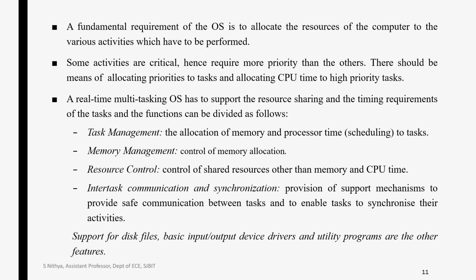Task management is nothing but the allocation of memory and processor time to the tasks. It is nothing but scheduling. Memory management is the controlling of the memory allocations. Resource control is the control of shared resources other than the memory and the CPU time. Inter-task communication and synchronization is the provision of support mechanisms to provide safe communication between tasks and to enable tasks to synchronize their activity. Support for the disk file and basic input output device drivers and utility programs are other features.